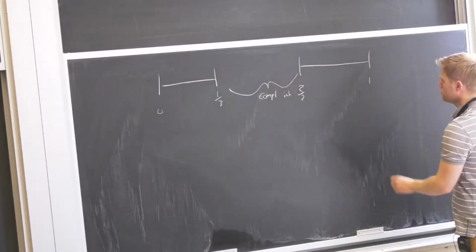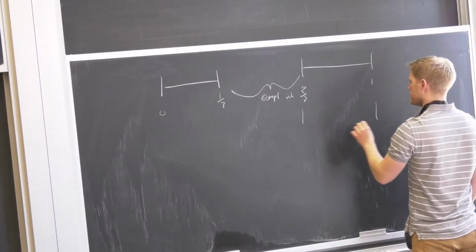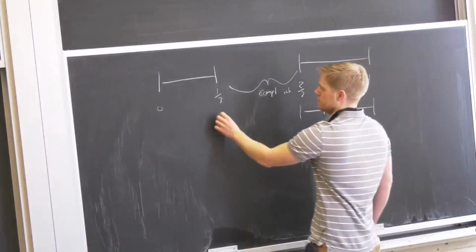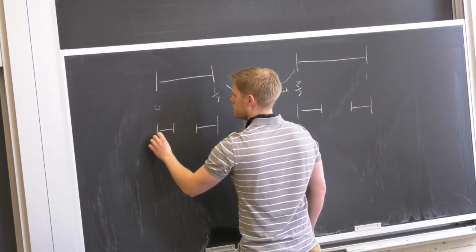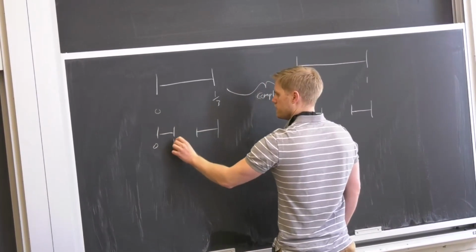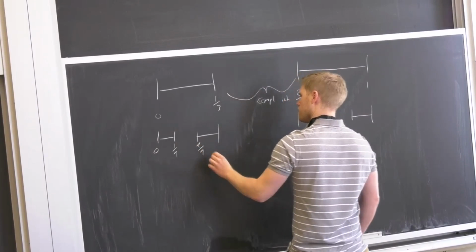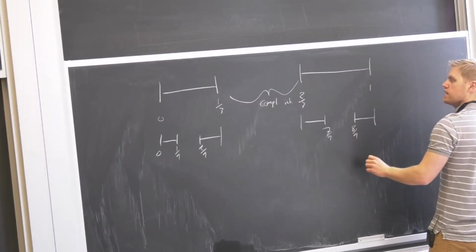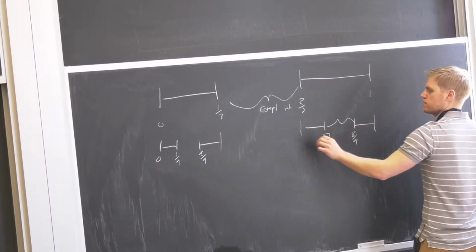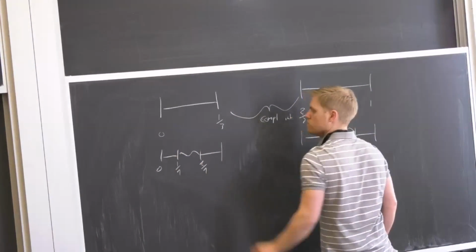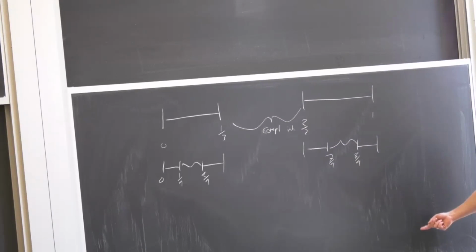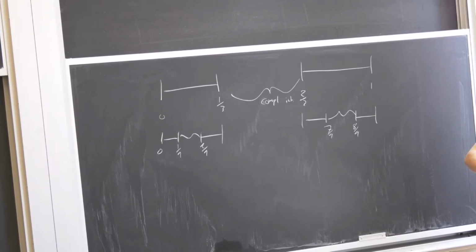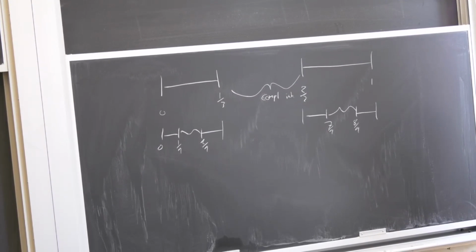And of course, you keep on doing that. So then the next step, you throw this away and this away. This would be 1/9, 2/9, 7/9, and 8/9. And so then the next complementary intervals you get would be these two. And down here, at some point down here, you would have the Cantor set with all its complementary intervals.